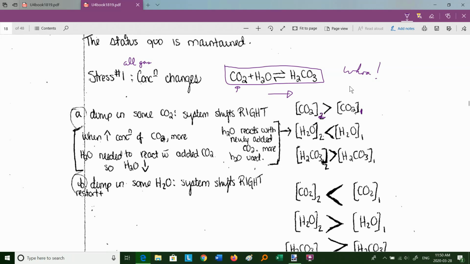Now, during that stress, some other things happen. The water reacts with the newly added CO2. So the water does decrease in concentration. So there's less H2O in the second equilibrium when it's reestablished compared to the first, because it reacts with some of the newly added CO2, right? You see it over here.